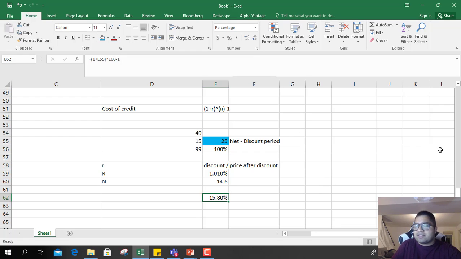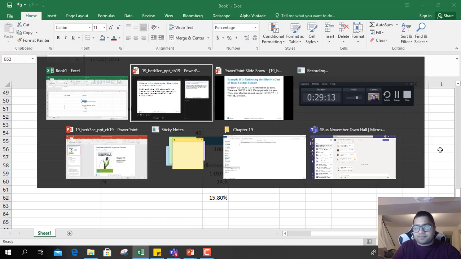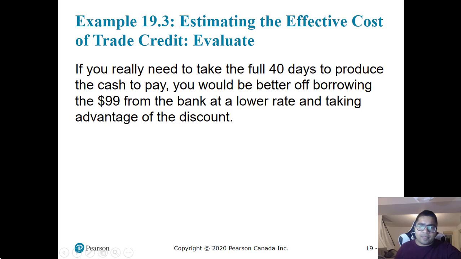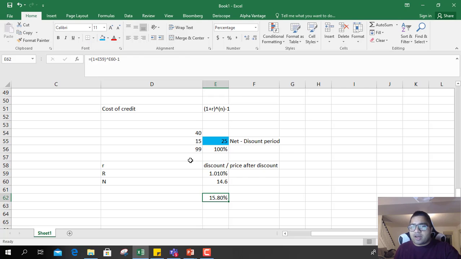You are being financed at a rate of 15.80%. So effectively you are borrowing from your supplier at 15.80%. So if you need to take the full 40 days to produce the cash to pay, you would be better off borrowing $99 from the bank at a lower rate and taking advantage of the discount. So if you do not take the discount, you are paying a penalty of 15.80% annualized.